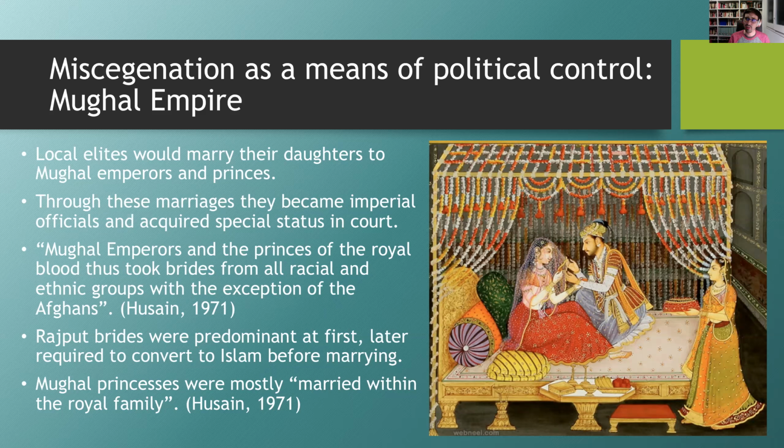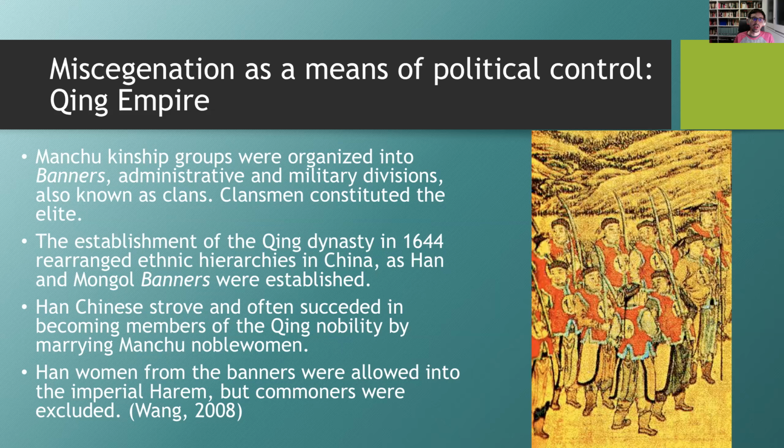Now, another example could be China during the Qing Empire. Before conquering China, the Manchu polity divided the population, and especially the elites, into kinship groups called banners. These were also the subdivisions of the Manchu Empire. So you knew how and where to serve in the Manchu Empire's army depending on what banner you belonged to.